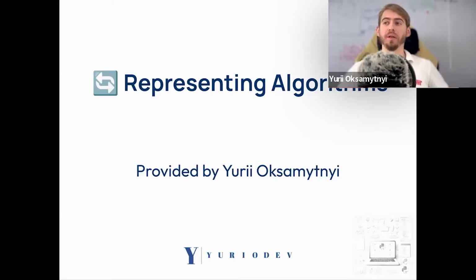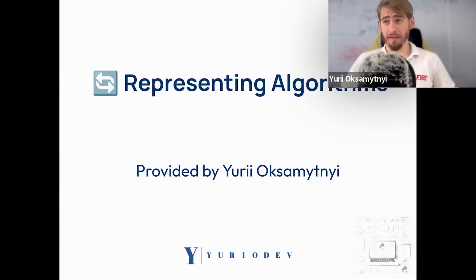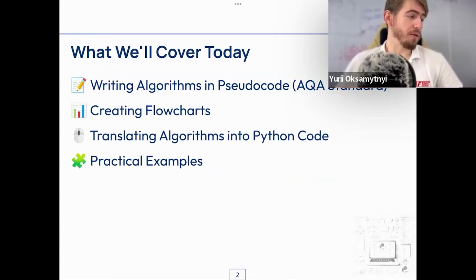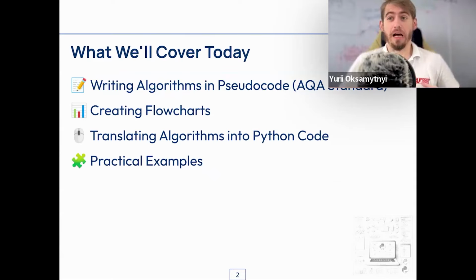Today's topic is going to be representing algorithms. So we're going to talk about the ways we can represent algorithms, and we are going to cover writing algorithms in pseudocode according to AQA standard, how to create a flowchart, and how to translate an algorithm into Python code. We're also going to have a look at a few practical examples here.